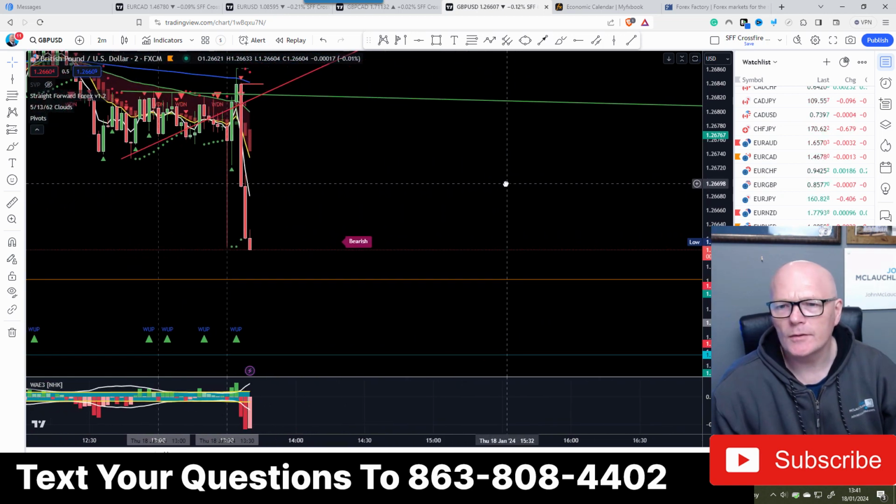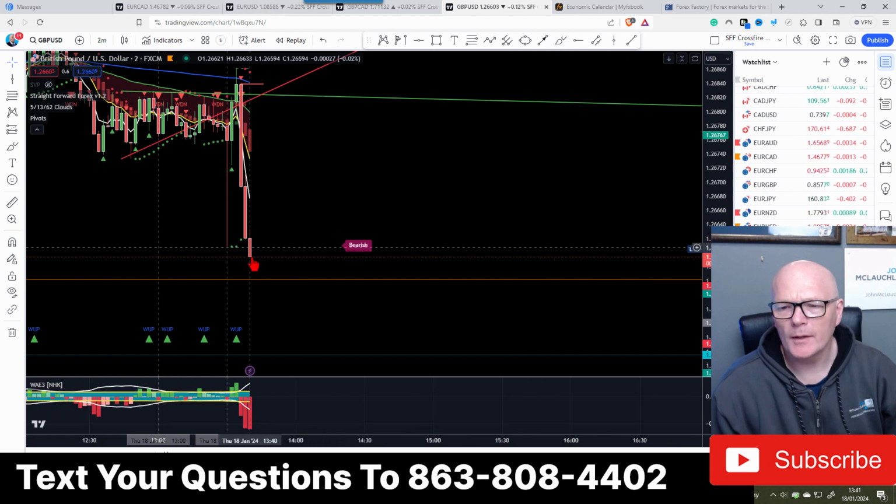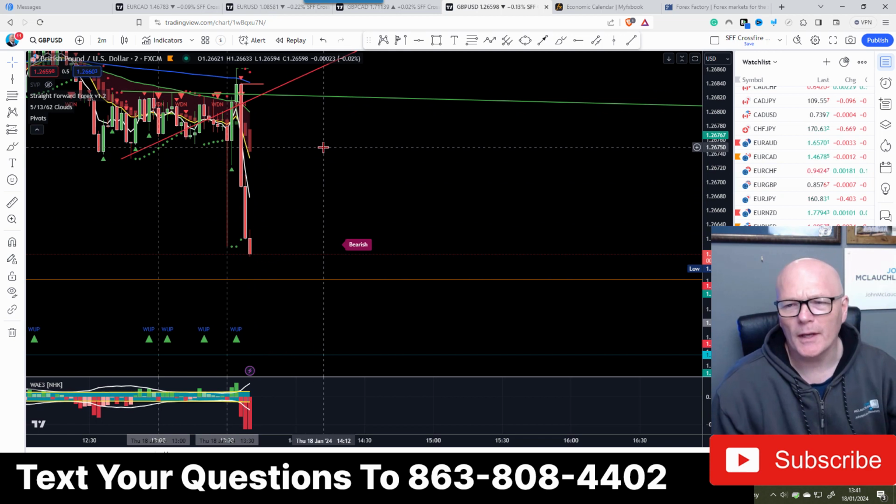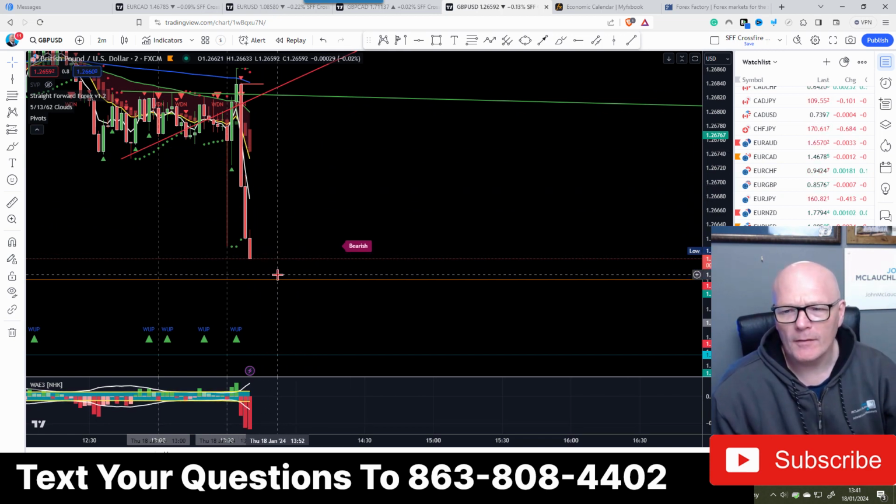So let's see what he does in a bit. Probably end up going down to the pivot line, but from here, that was a massive push, quick. From here, there's only about 5 pips to the pivot.